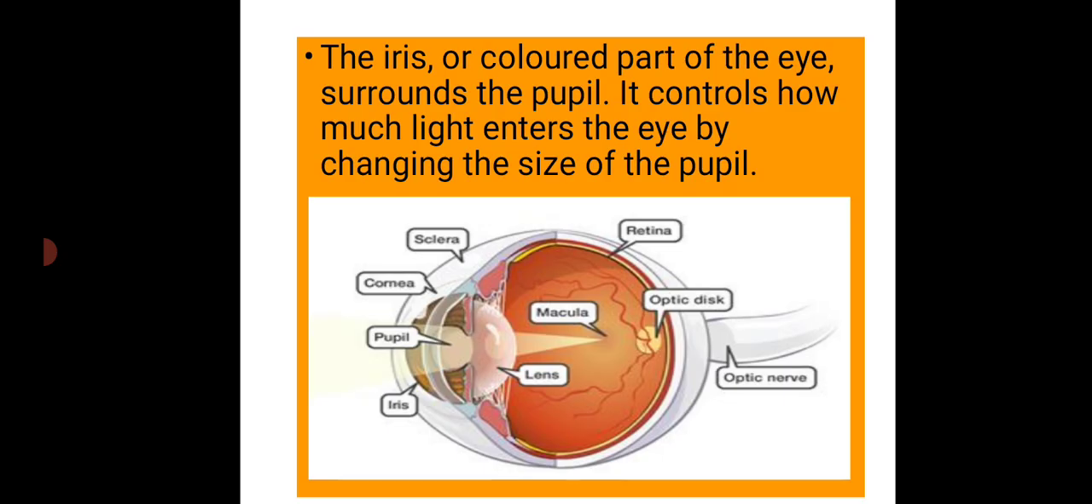So we have the iris. Can you see the iris here? Yes. The iris is also known as the colored part of the eye, and it surrounds the pupil. It controls how much light enters the eye by changing the size of the pupil.